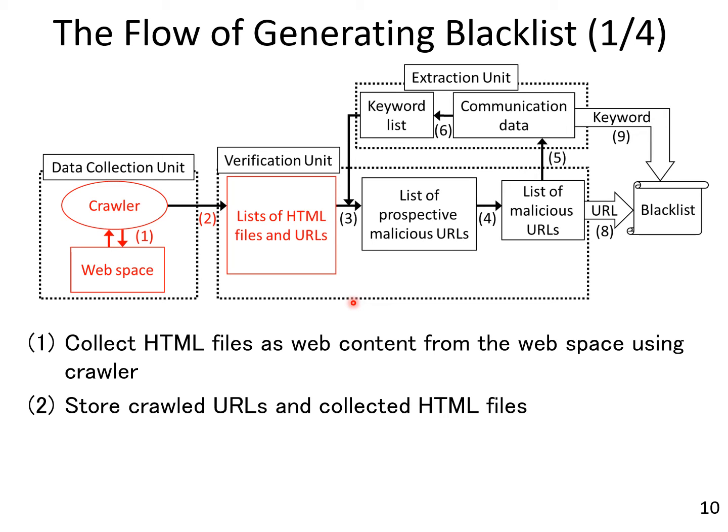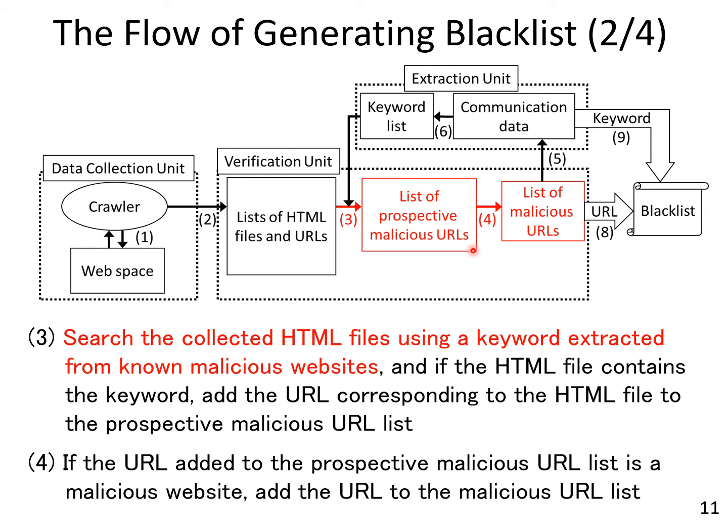Please take a look at this figure. This figure shows the flow of generating a blacklist in the proposed method. First, collect HTML files as web content from the web space using a crawler. Next, store crawled URLs and collected HTML files. Next, search collected HTML files using a keyword extracted from known malicious websites. And if the HTML file contains the keyword, add the URL corresponding to the HTML file to the prospective malicious URL list.